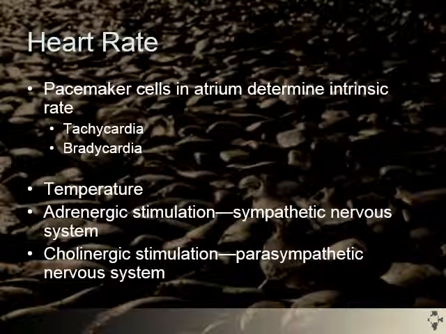Temperature is a good example. So increasing temperature results in an increasing intrinsic rate, or it influences the pacemaker cells to increase the heart rate. This should make sense because at warmer temperatures you have a higher metabolic rate, you have greater need for gas exchange, and you need to circulate the blood more rapidly. At colder temperatures, the opposite is true. Colder temperatures have a bradycardic effect.